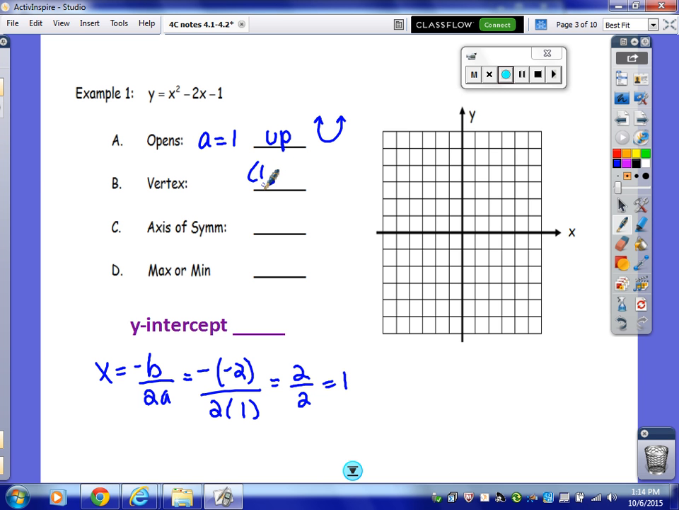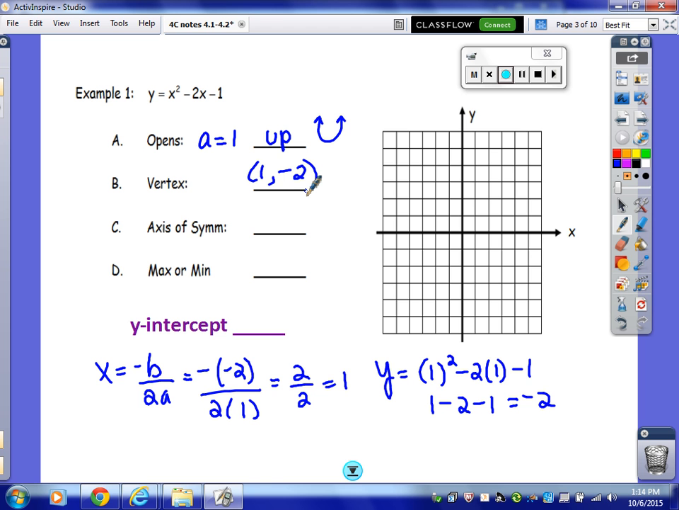Now we need to find the y value. So you're going to take that 1 and plug it in for all the x's. So y is equal to 1 squared minus 2 times 1 minus 1. So 1 minus 2 minus 1, which is equal to negative 2. So the vertex is the point (1, -2).